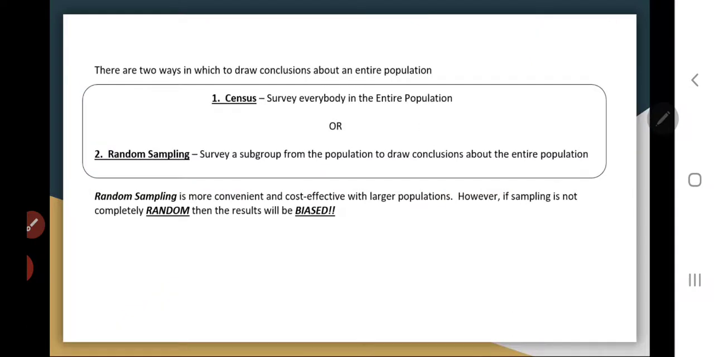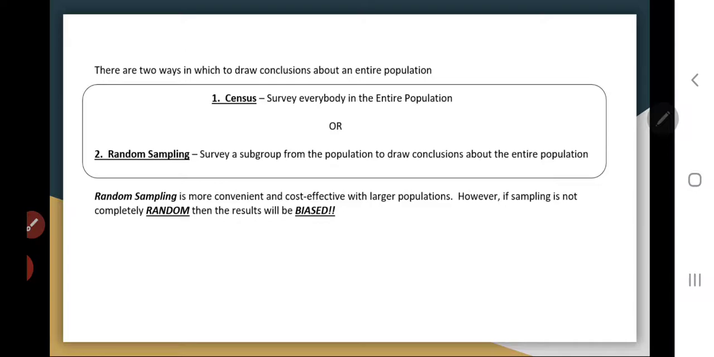Today we're going to focus on a statistics concept called types of bias. So it's important to know the difference between a census and a random sampling. A population is the amount of people that you're interested in surveying. A census is going to survey everybody in that entire population.